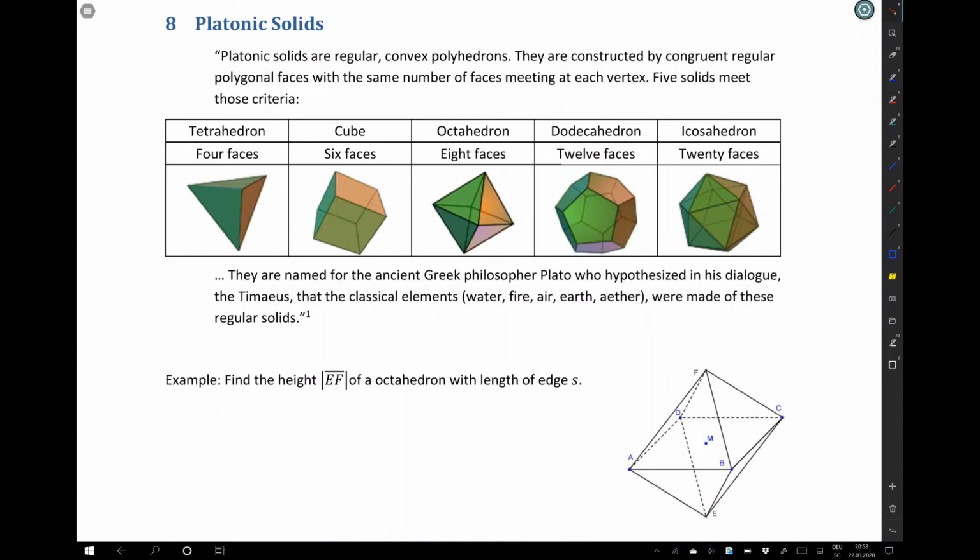Platonic solids are named after the famous ancient Greek philosopher Plato. They are regular convex polyhedrons. They are constructed from congruent regular polygonal faces, with the same number of faces meeting at each vertex. There are only 5 solids that meet those criteria.